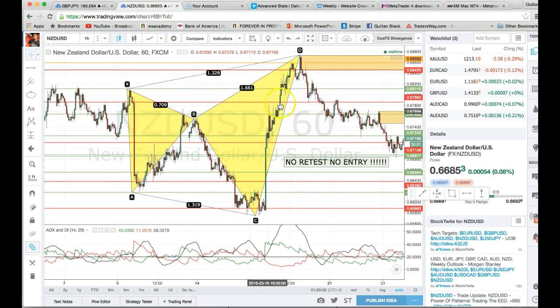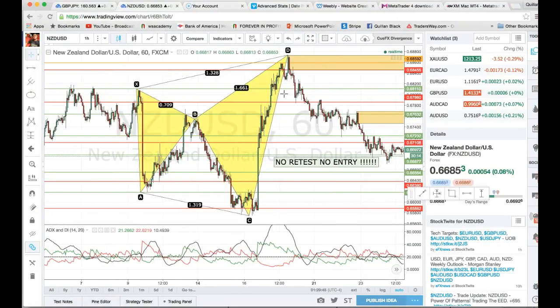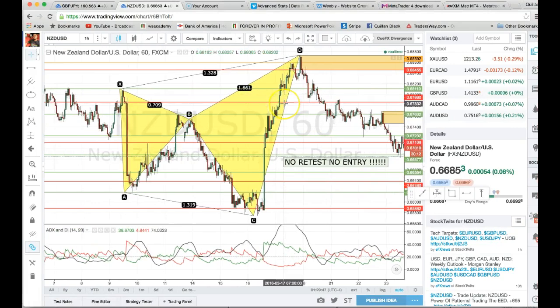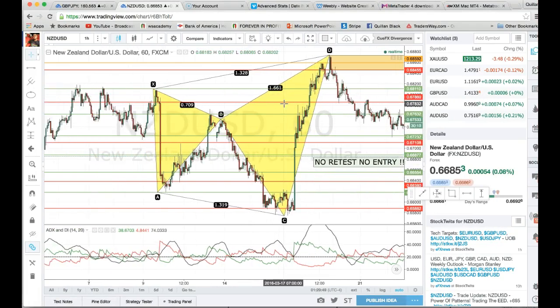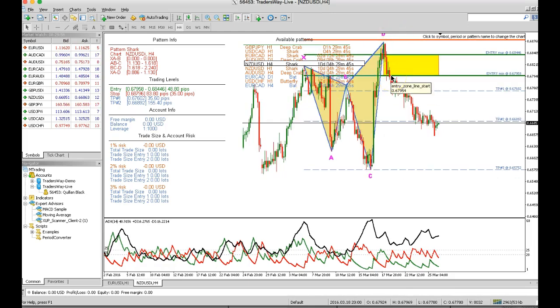Your entry would have been perfect because the pattern already formed. This right here is, what is this? A bearish shark pattern. And then all you're pretty much looking for is that extra confirmation to enter the market. Personally, I don't go off of these entry points. You know, it's very, very iffy.